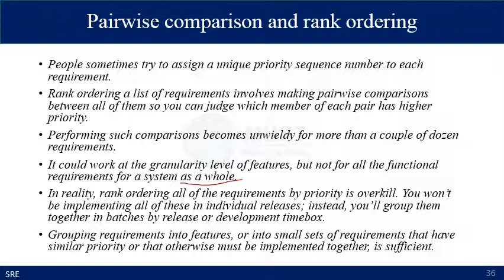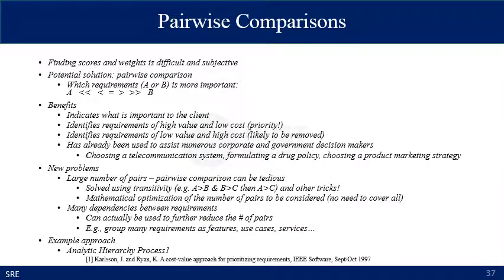As we specified earlier, it is very difficult to find out the scores and weights, and these are very subjective measures, and you have difficulty in quantification of these measures into numerical values. However, there are some potential solutions, such as making a pairwise comparison of which requirement, A or B, is more important by comparing A is greater than B, equal to B, or A is less than B.